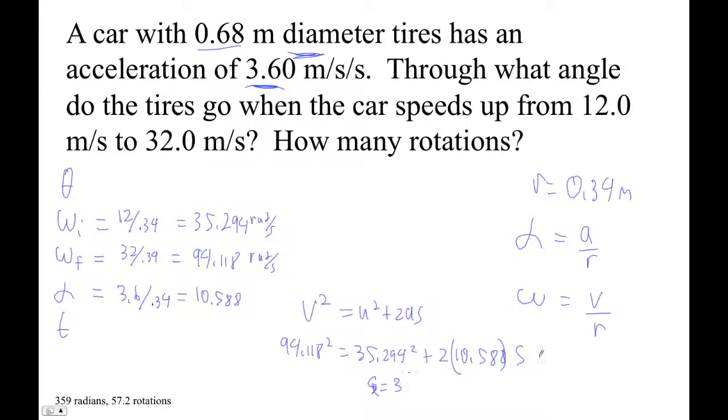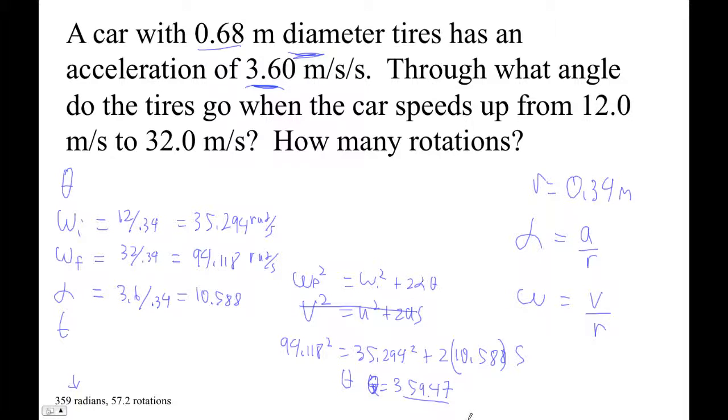Or I'm sorry, this is really our theta. It's 359.47. So I really should have used the formula omega final squared is omega initial squared plus 2 alpha theta. Okay, so this is my theta. My theta is 359.47, so we've got that.